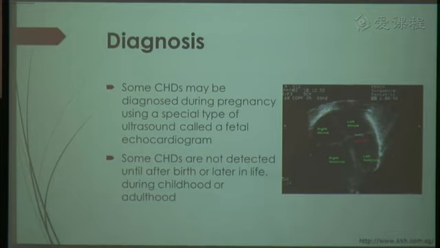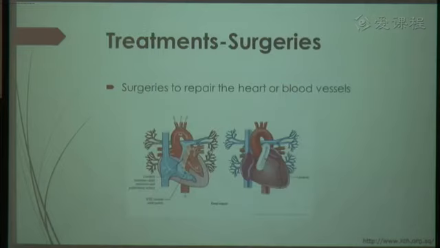So this is diagnosis, and how do we treat some of those congenital heart defects? Basically, surgeries, because we don't know the causes of these defects. We can't possibly use any gene manipulations or anything like that. And normally we perform these surgeries to treat these congenital heart defects.